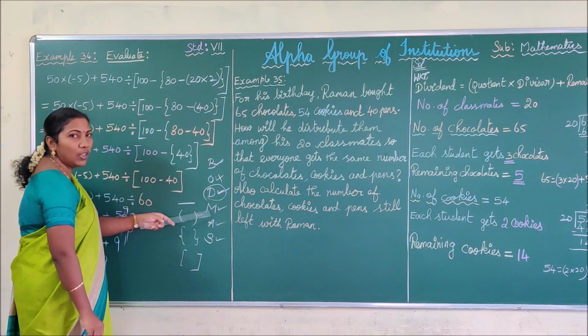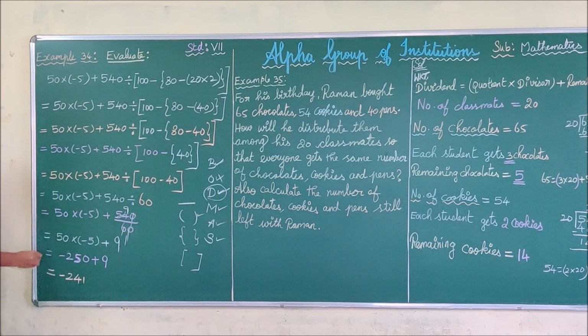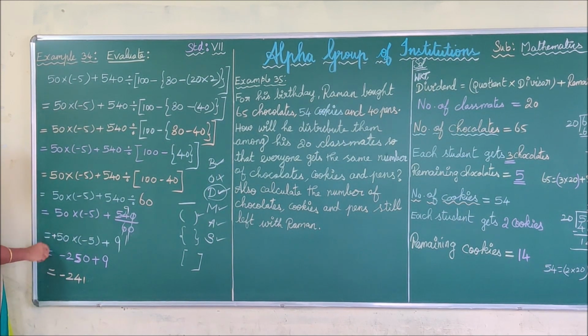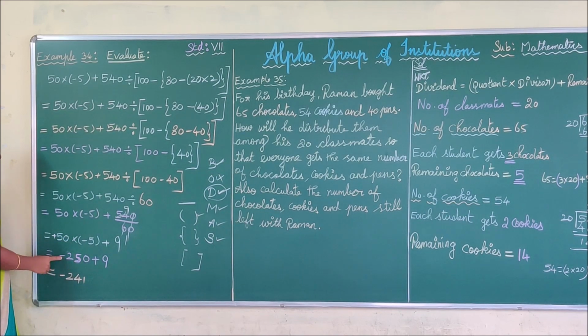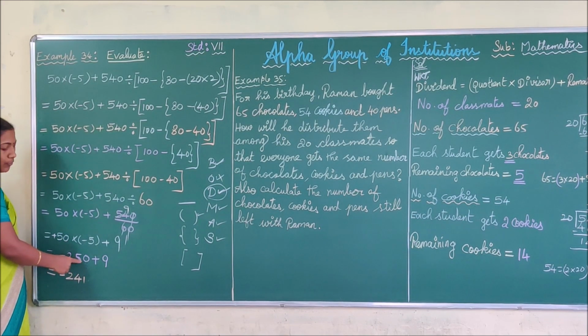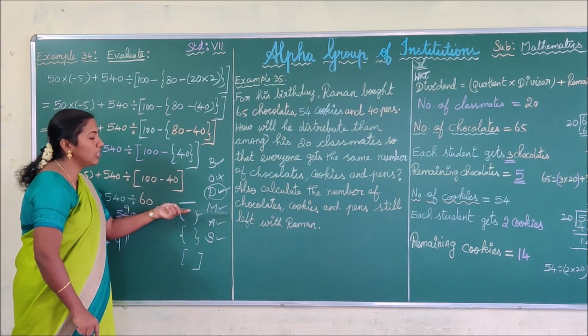Next we have to go for the multiplication. Multiplication is between 50 and minus 5. Multiply the signs first. Here you have the sign plus. Plus into minus is minus. 5 5s are 25, add the 0. Thus you get minus 250 plus 9. Thus we are following the BODMAS rule. Up to multiplication we have finished.